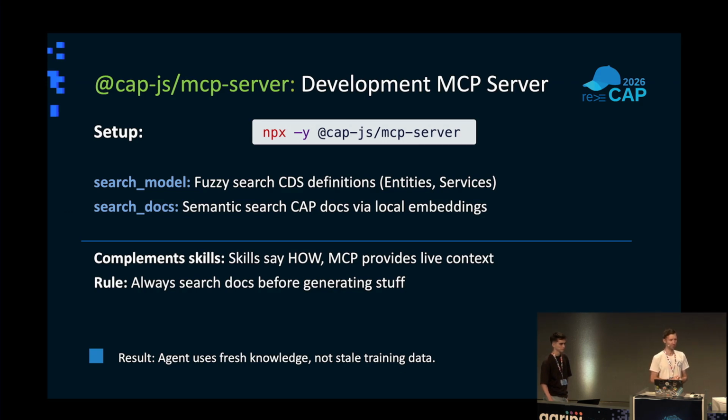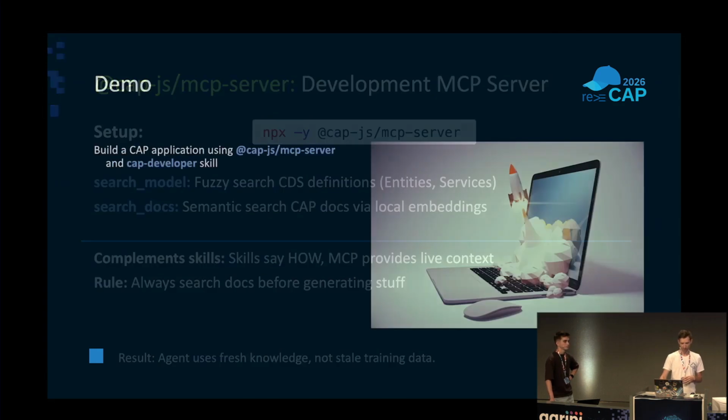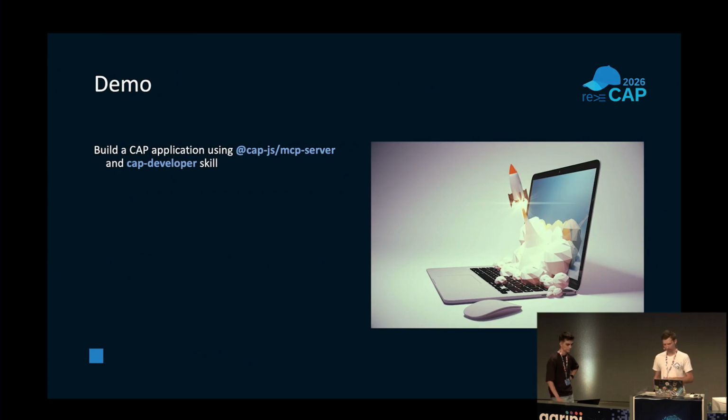And the same with the documentation. Instead of doing a web fetch where you basically pull in the CAP documentation, an entire page, what you can do is search through embeddings and through semantic search, which works much better for agents to actually find something in the documentation. And with that, I think we can hand over to the demo.